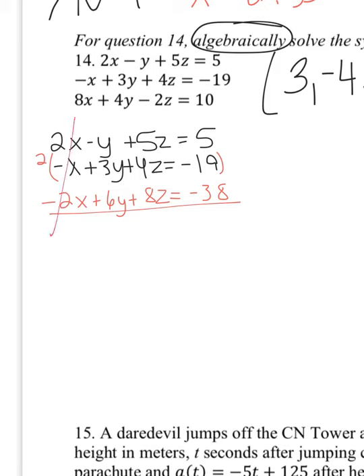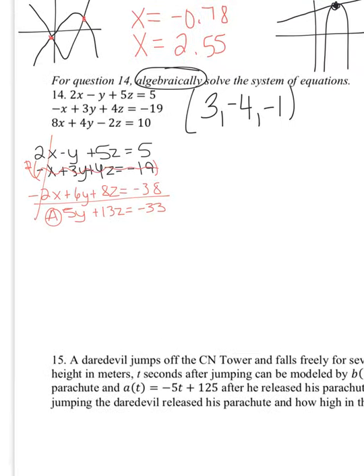2x, -2x cancels, so the second row is gone. -y plus 6y is 5y plus 13z equals negative 33. This is now my equation A. My equation B I get from doing elimination on 1 and 3. You can also do 2 and 3, not a big deal.